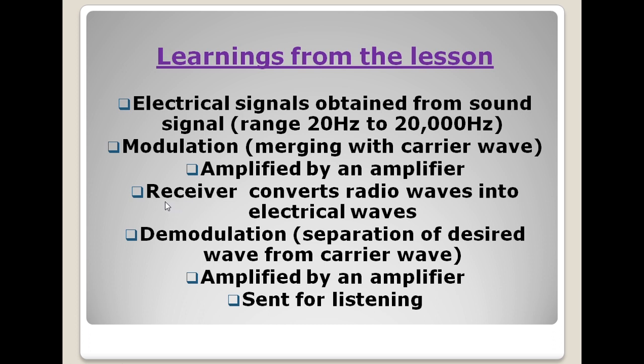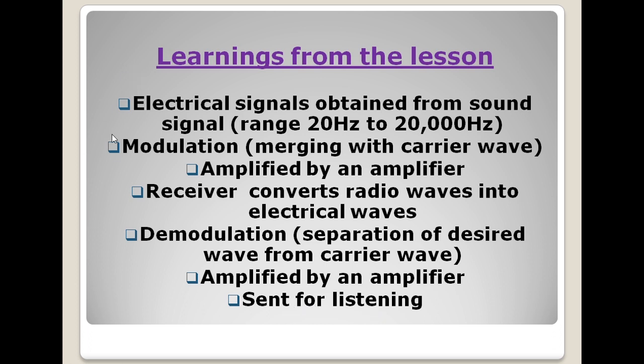So we get these points. First, the range should be 20 Hz to 20,000 Hz. Then modulation occurs. Then amplification occurs. Then the receiver converts radio waves into electrical wave. So the fourth one is the receiver converts radio waves into electrical waves. Then demodulation occurs. Demodulation means separation of desired wave from carrier wave. Then amplification occurs by an amplifier, then sent for listening.